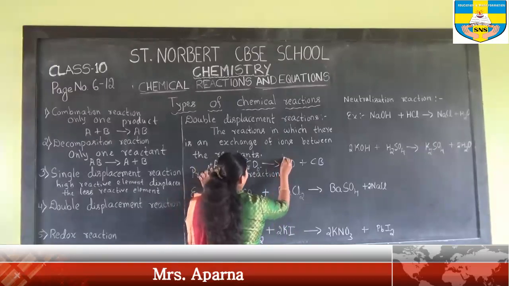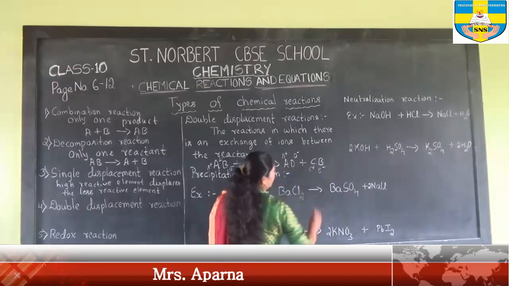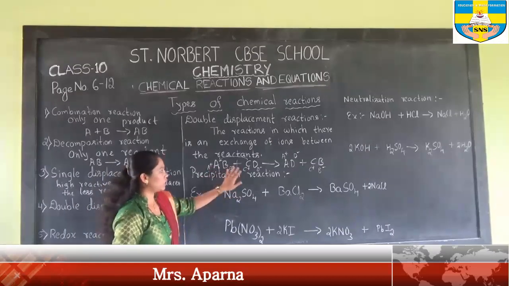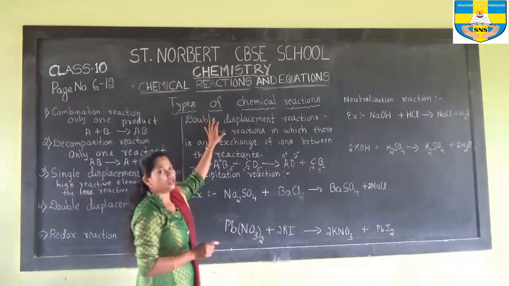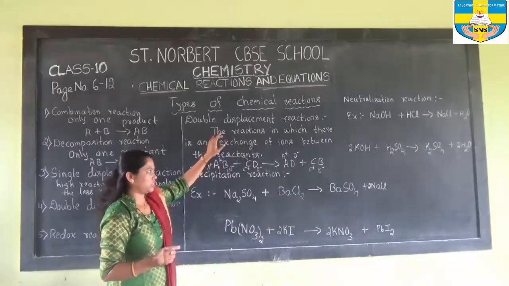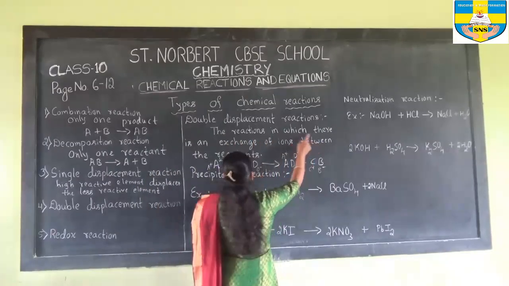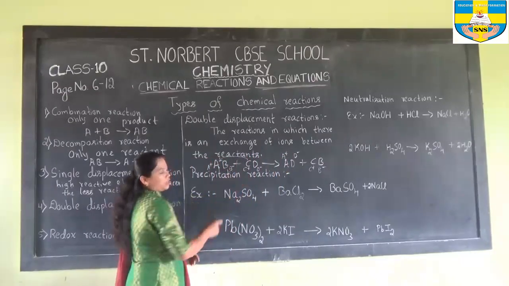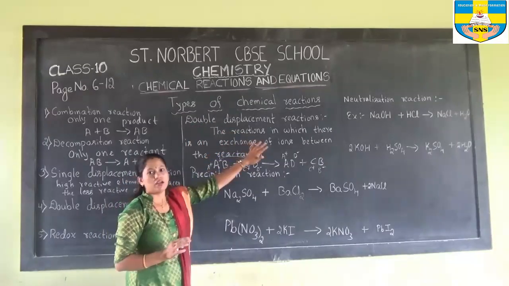Here A plus, B minus, C plus, D minus. That is nothing but an exchange of ions in the compounds that produces new compounds, which comes under the double displacement reaction. So the double displacement reaction means the reactions in which there is an exchange of ions in the reactants.